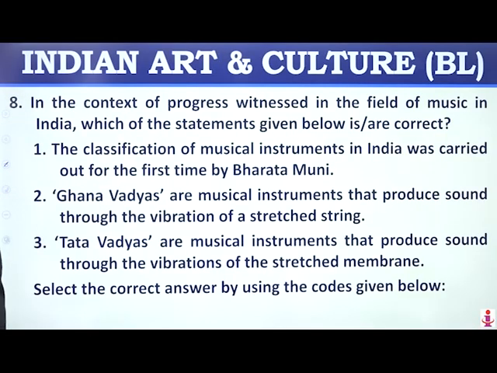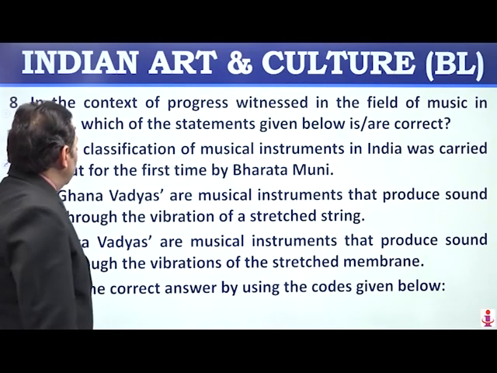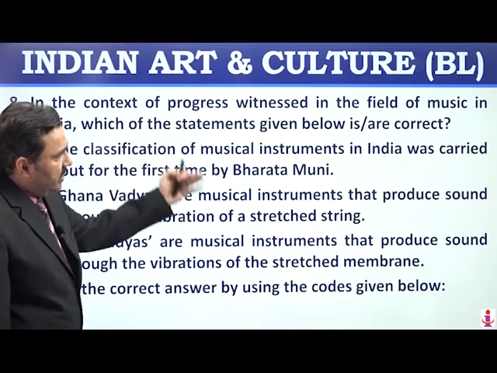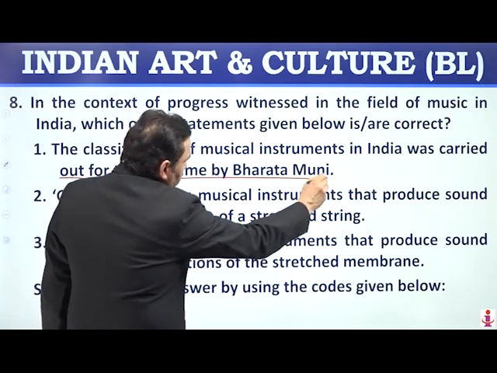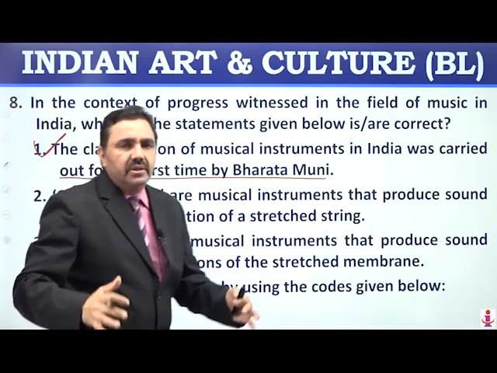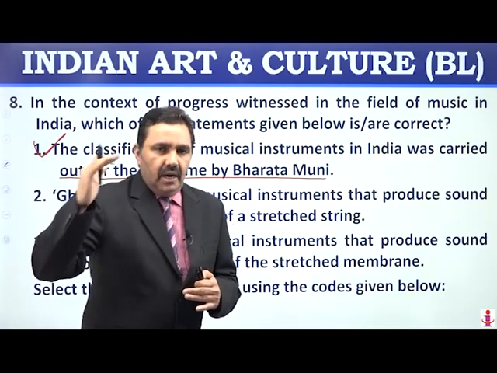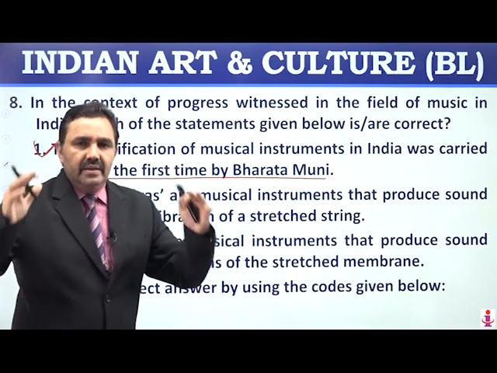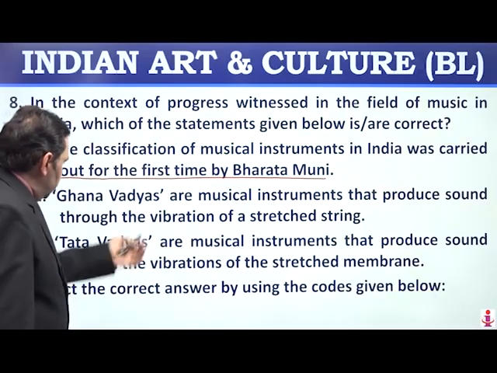Question number 8. In the context of progress witnessed in the field of music in India, which of the statements given below is correct? The classification of musical instruments in India was carried out for the first time by Bharat Muni. Bharat Muni was the author of Natya Shastra. Natya Shastra is considered to be the most authentic book related to music, dance, theatre. So Bharat Muni carried out classification of instruments on the basis of the manner in which sound was produced. Couple of classifications are mentioned here.